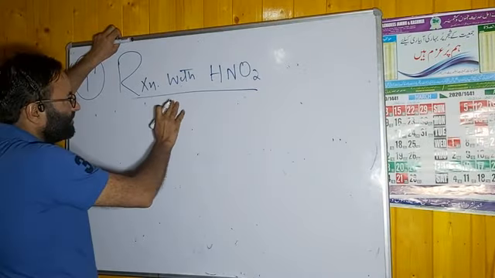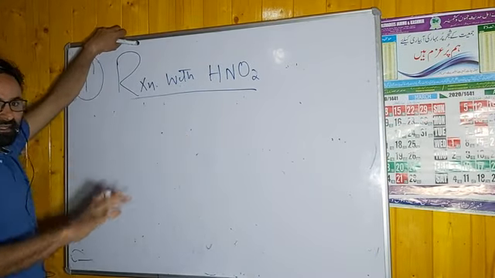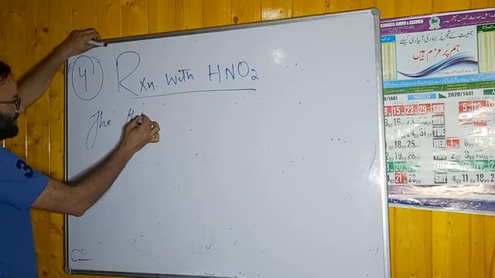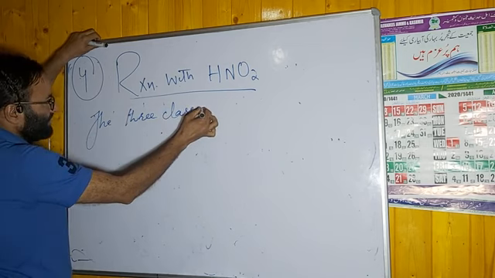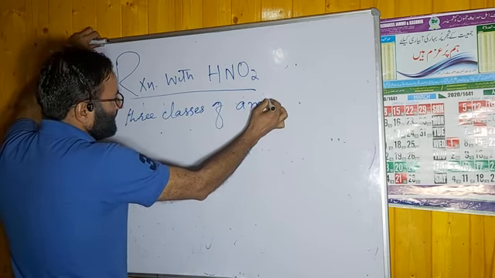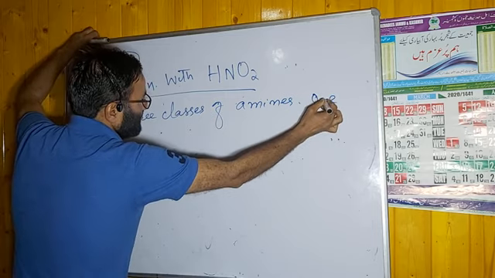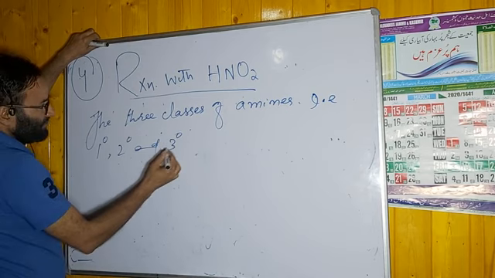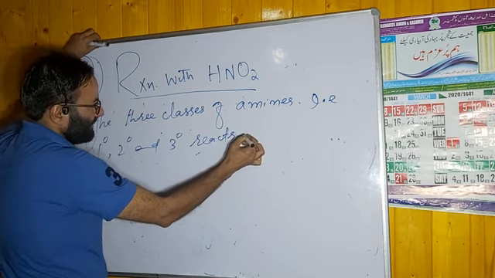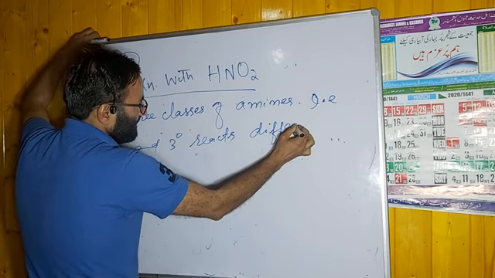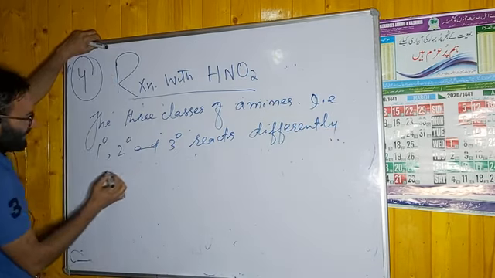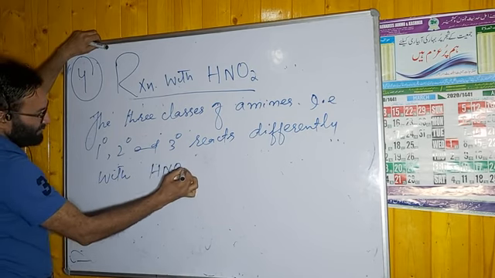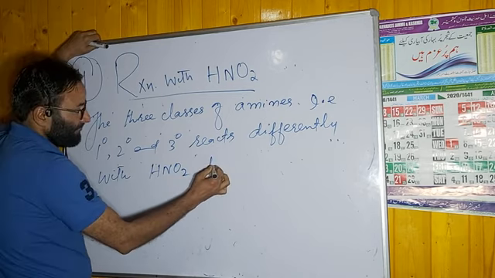इसलिए मैंने आपको बोला ये जो रिएक्शन है इसको हम कहते हैं नाइट्रस एसिड टेस्ट. आपको पहला पॉइंट यहां पे लिखना, the three classes of amines, that is 1 degree, 2 degree and 3 degree amines, react differently with nitrous acid. Remember this point. Hence, ये याद रखना आपको, this is the point.